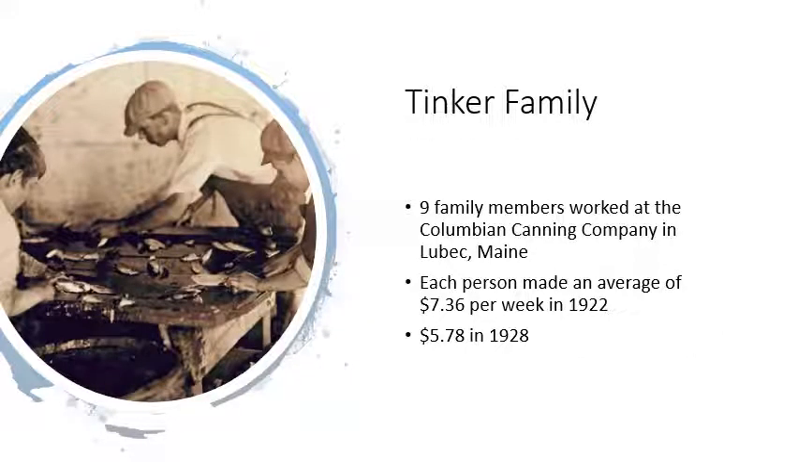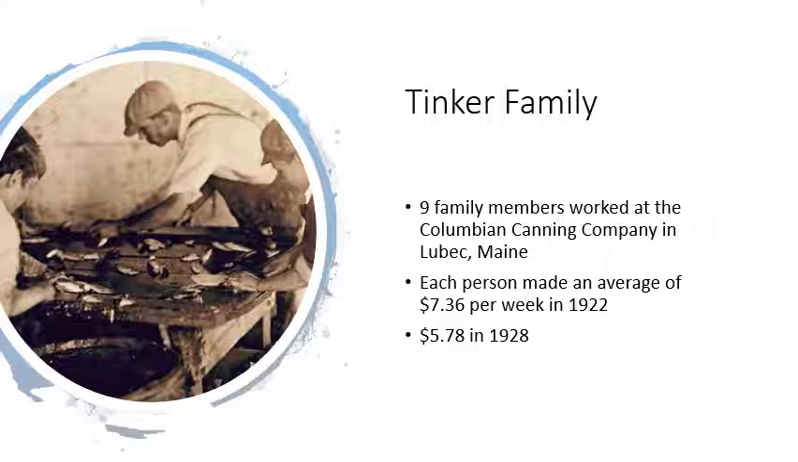Some of these problems can really be summed up by looking at the Tinker family. The Tinker family were 9 family members who worked at the Columbian Canning Company in Lubbock, Maine. Each person made an average of $7.36 per week in 1922, but by 1928 that had dropped to $5.78. So their wages have actually dropped significantly over the course of the 20s. So rich people are getting rich, but these people who are working in the factory are actually making less money than they were earlier in the decade.